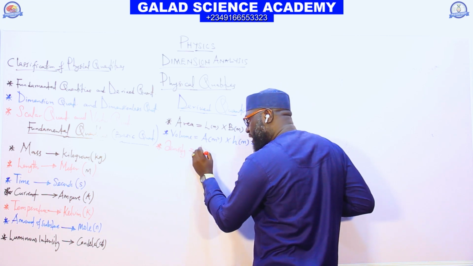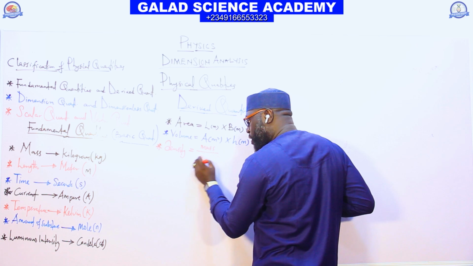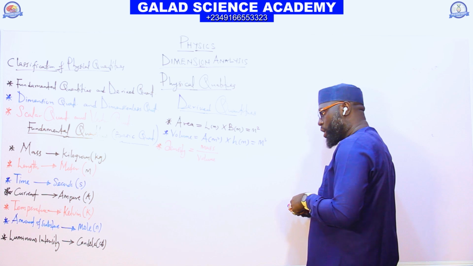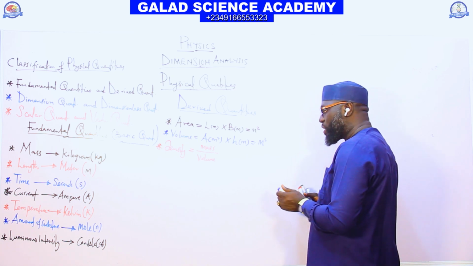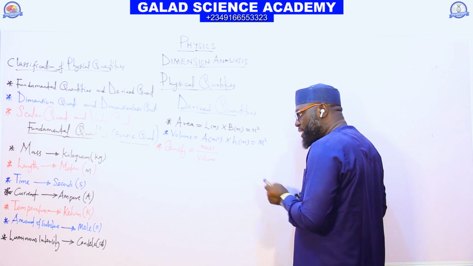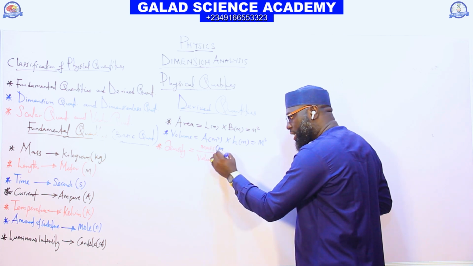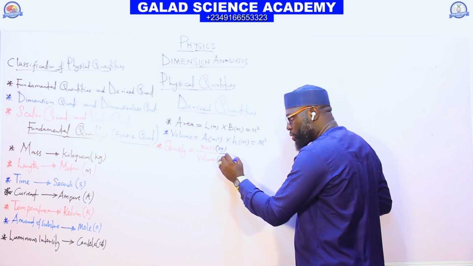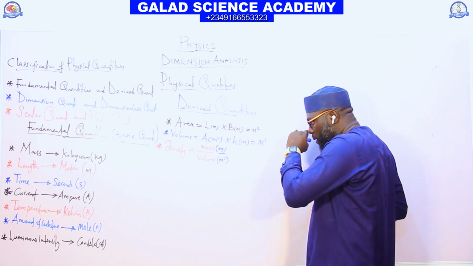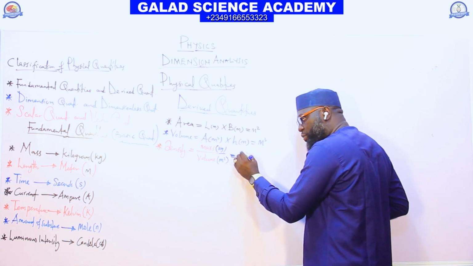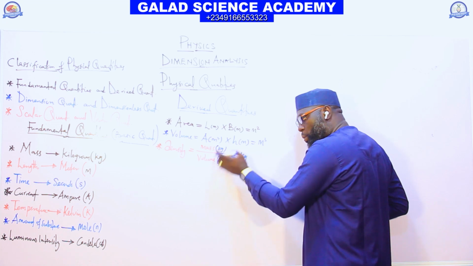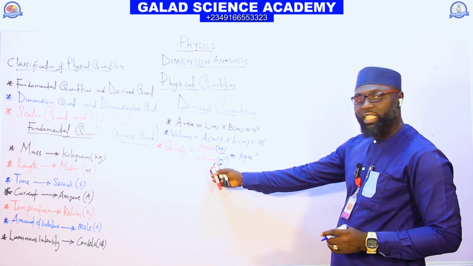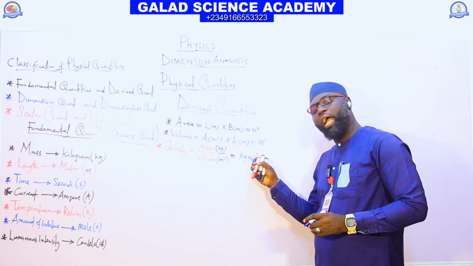Then density. Density is measured in mass all over volume. But if you look at the mass over volume here, the unit for mass is kg. Unit for volume is m cube. So by solving it with law of indices, kg, when this one comes up, it's m to the power minus 3. So the unit for density is kilogram per meter cube.